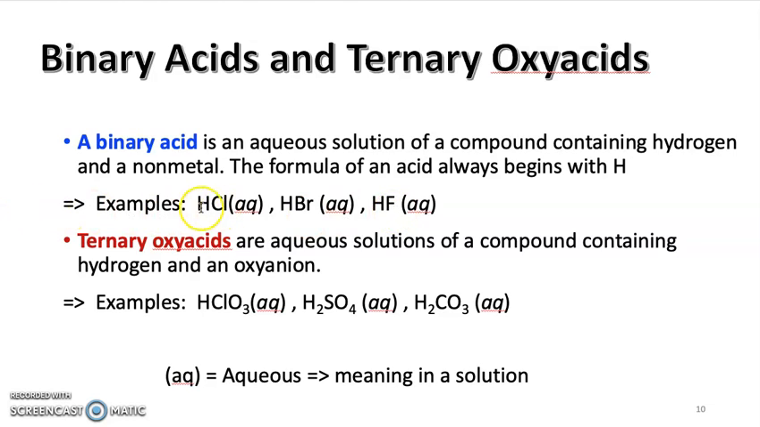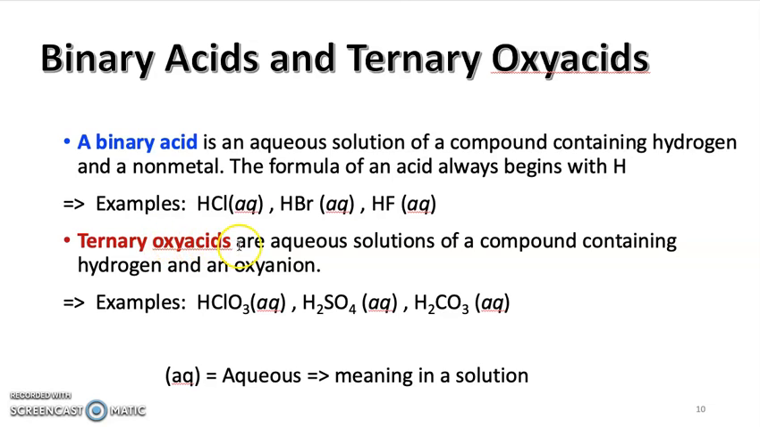So you see, this binary acid contains 2 elements. Hydrogen is always the first element, and then another nonmetal, like chlorine, bromine, or fluorine. For ternary oxy acid, there are 2 things in here. Ternary means 3. Oxy means it contains oxygen.